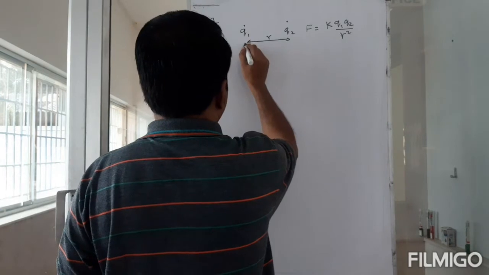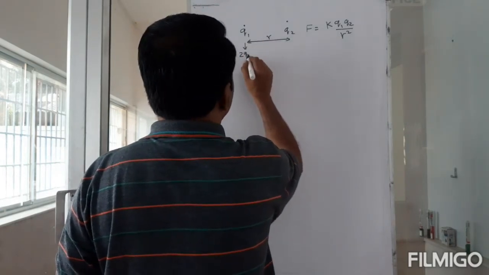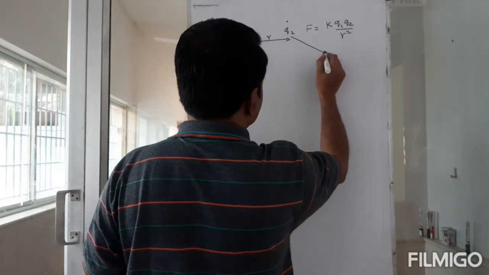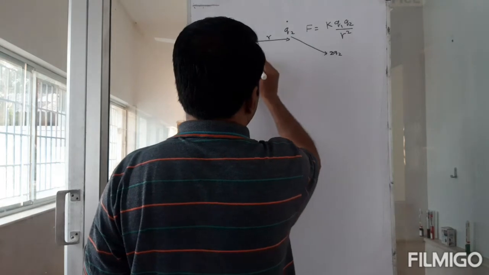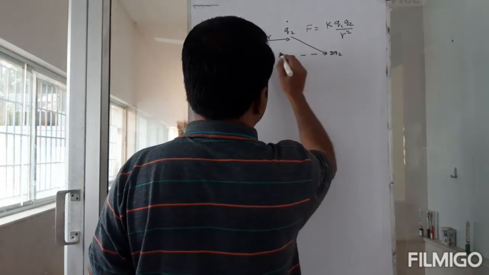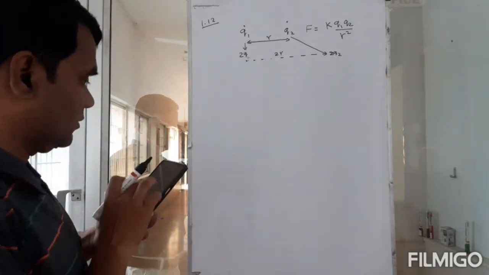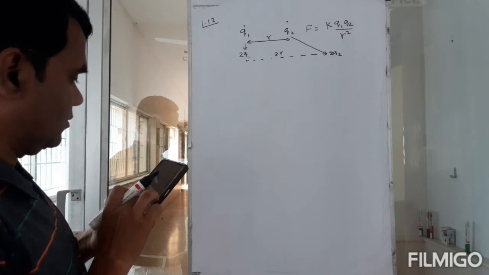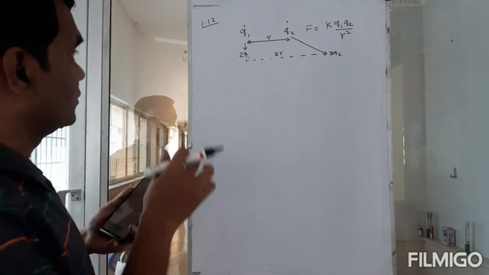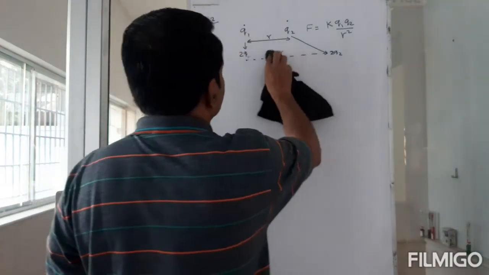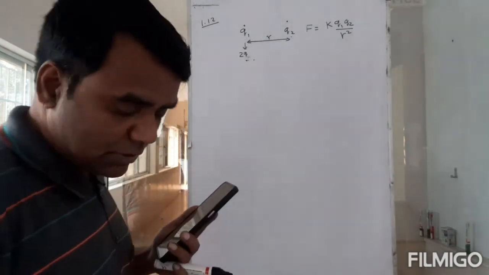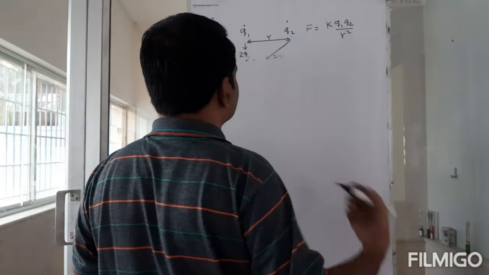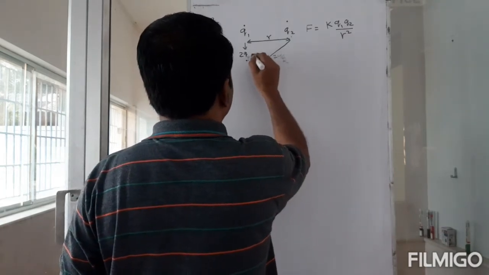So now, if it was Q1, you have 2 Q1. If it was Q2 before, now you have 2 Q2, and you also halve the distance. So the distance is now R by 2.